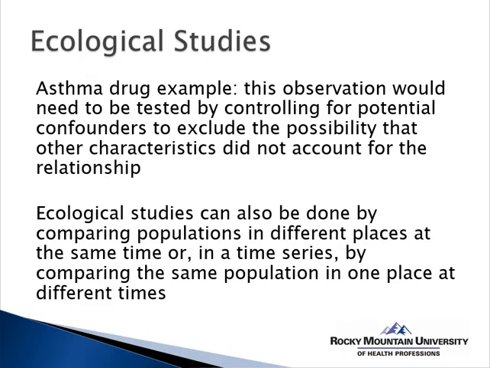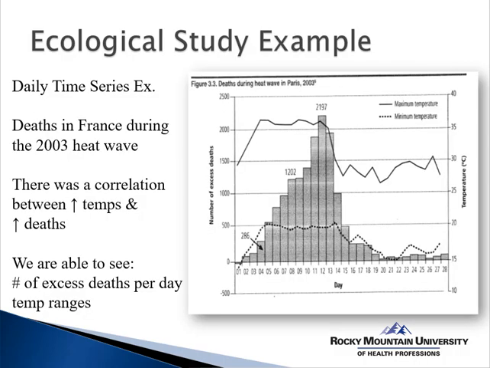Well, you would need to test that to control for potential confounders, to exclude the possibility that other characteristics did not account for the relationship. Ecological studies can also be done by comparing populations in different places at the same time, or in a time series by comparing the same population in one place at different times. I don't know that you're going to see too many ecological studies. I don't recall last year any students having any of those within their systematic reviews or scoping reviews.